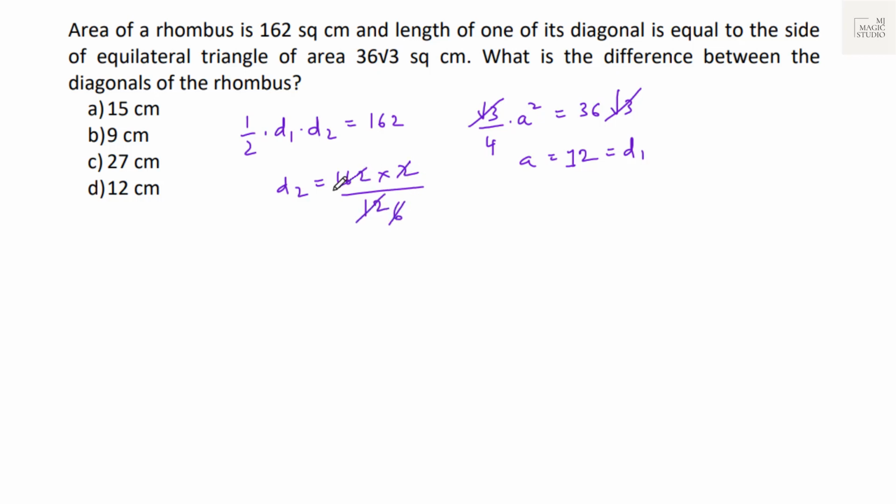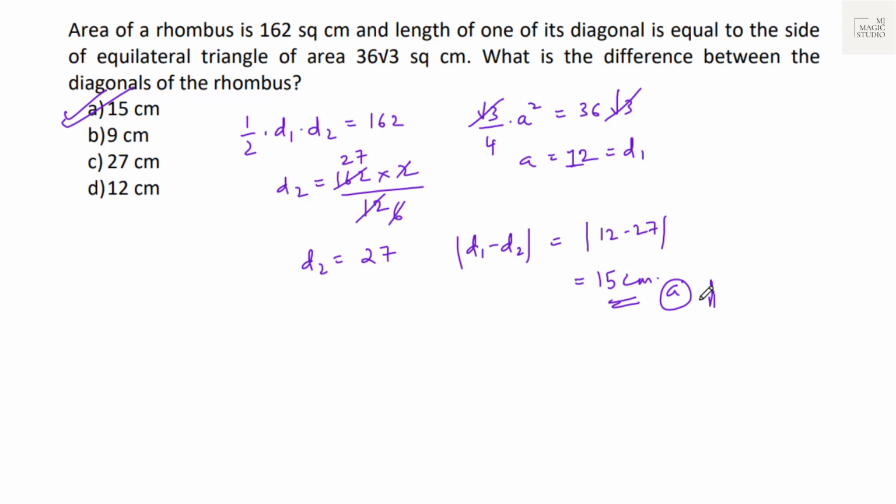So d2 will be 162 into 2 divided by 12. 2, 6, 6, 2, 7. So the length of the second diagonal is 27. The length of the first diagonal is 12. What is the difference between the diagonals of the rhombus? They are looking for d1 minus d2. That is 12 minus 27, which is 15 centimeter. The difference between the two diagonals is 15 centimeter. Option A is the pick.